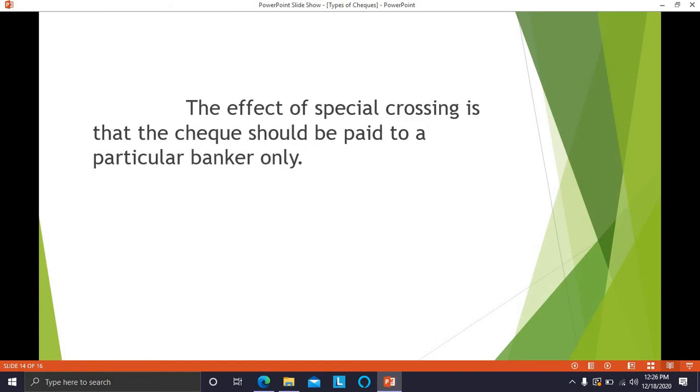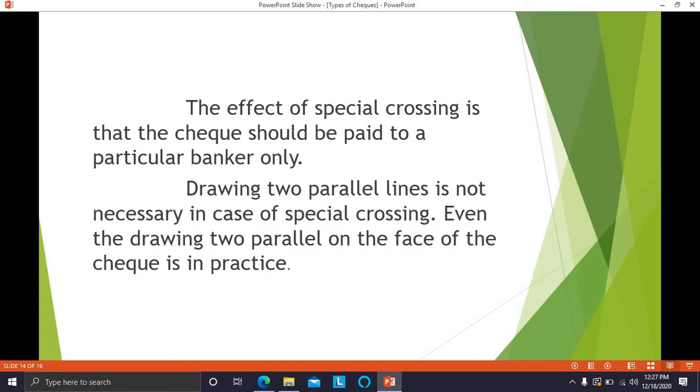The effect of special crossing is that the check should be paid to a particular banker only. Not to the particular individual, but to the particular banker only. The name of the bank is written in between two lines along with some other words. Drawing two parallel lines is not necessary in case of special crossing. So even without drawing two parallel lines, the name of the bank can be written to which bank the check is drawn. Even drawing two parallel lines on the face of the check is in practice.